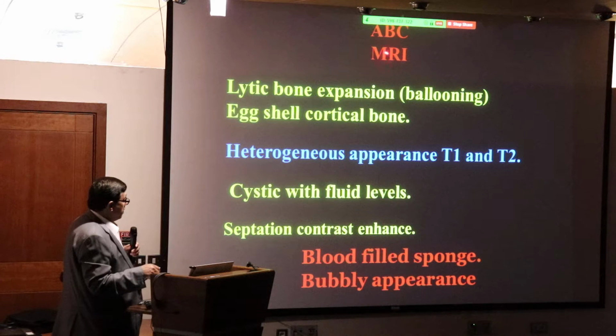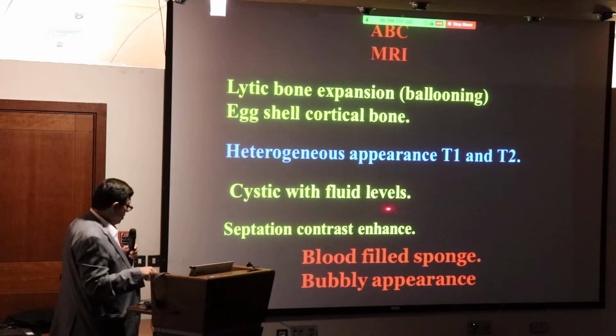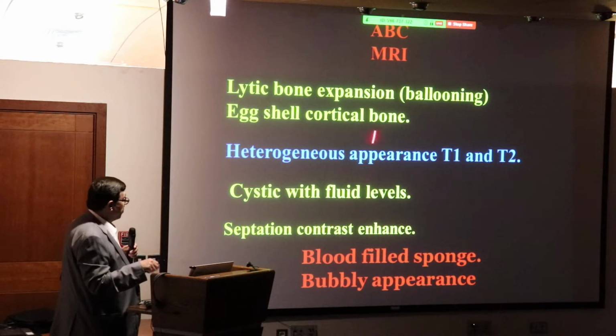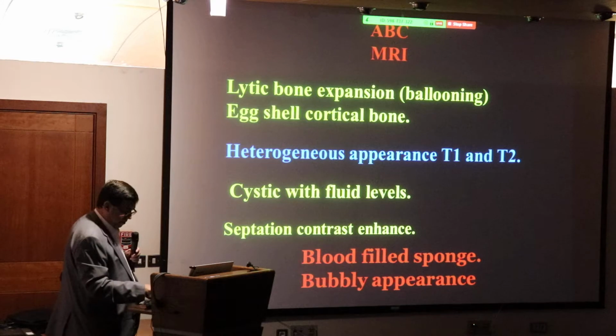So what would you expect in the MRI of the aneurysmal bone cyst? You will find a lytic bone expansion, there is eggshell cortical bone, heterogeneous appearance in T1 and T2. You will find cysts with fluid levels, and you will find septations, and these septations take contrast enhancement. So to summarize the pathology of aneurysmal bone cyst, it is a blood-filling sponge, bubbly appearance.